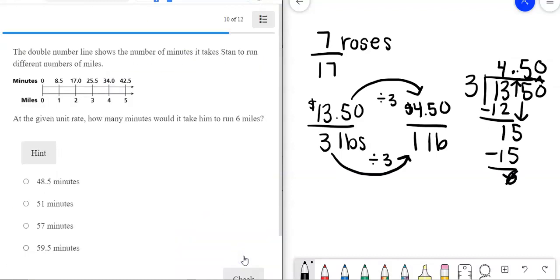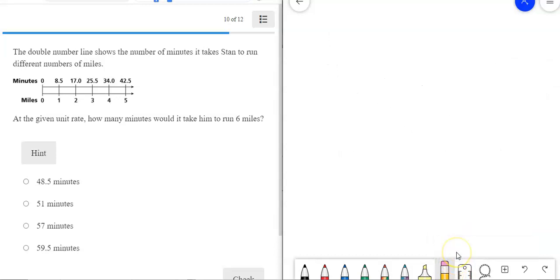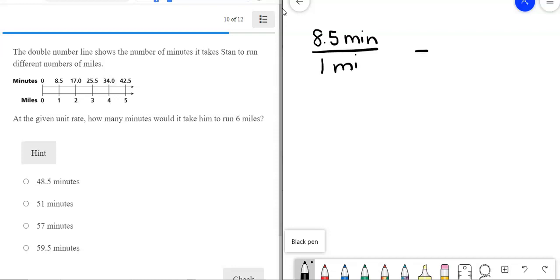Next. This is a double number line right here, and it shows the number of minutes it takes Stan to run different numbers of miles. So it takes him 8.5 minutes to run 1 mile. At this given rate, how many minutes will it take him to run 6 miles? So I'm going to set this up as a ratio. So I have 8.5 minutes over 1 mile. And we want to find out how long it takes him to run 6 miles.